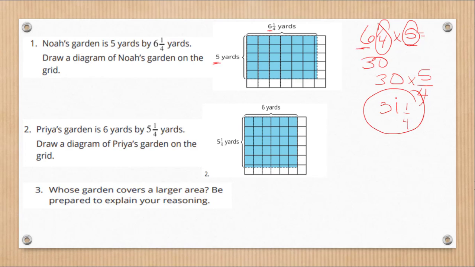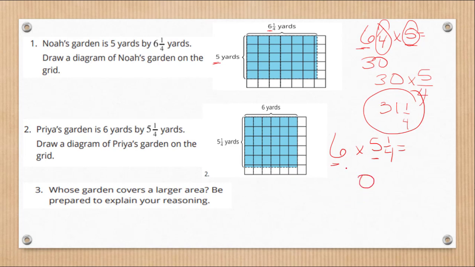Okay, let's look at our next one there. Pyra's garden is 6 by 5 1/4. So we've drawn our picture there. And we're going to make that equation. 6 times 5 1/4. Okay. So we can do it this way. We can do our wholes. We can do 6 times 5. That's going to give me 30.